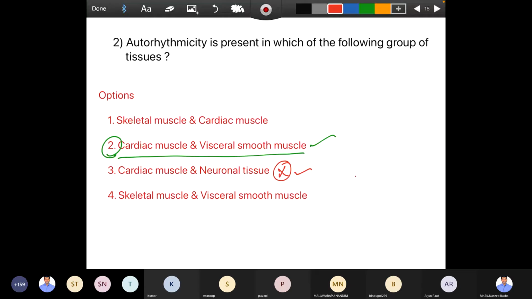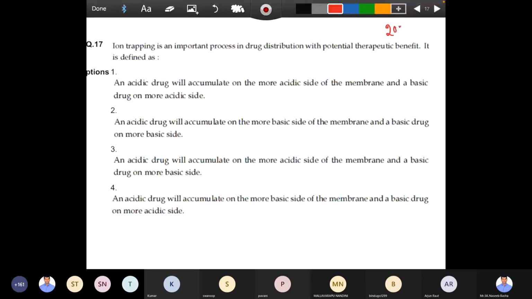Now the next one, applying concept. We might have studied a lot of concepts. All the concepts, we need to apply properly. Let us see with an example. This is a big question which was given in 2020, but let us break it down and understand it. So this is about ion trapping. Look at the question. Ion trapping is an important process in drug distribution with potential therapeutic benefit. It is defined as, what is that? A lot of confusing answers are given.